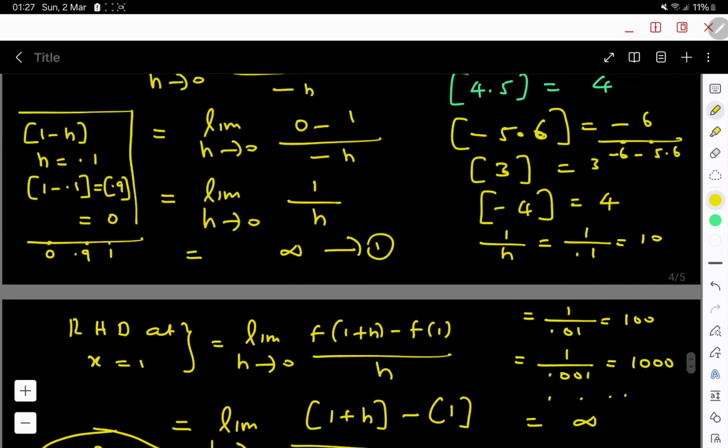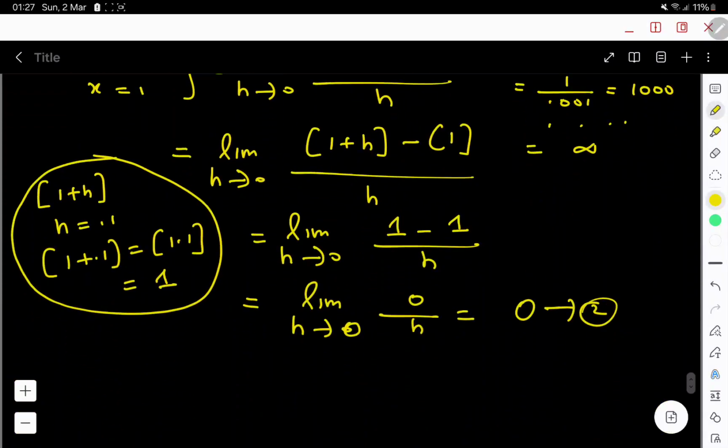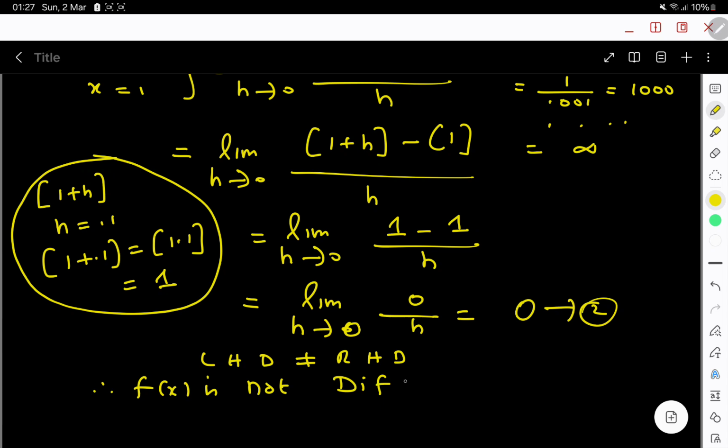From 1, the left hand derivative value is infinity. In 2, the right hand derivative value is 0. They are not equal. The left hand derivative is not equal to the right hand derivative. So therefore f of x is not differentiable at x equal to 1.